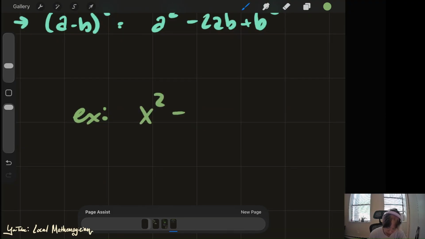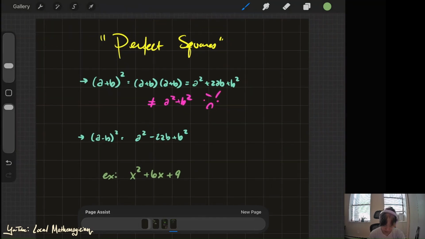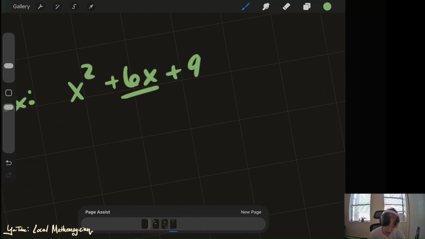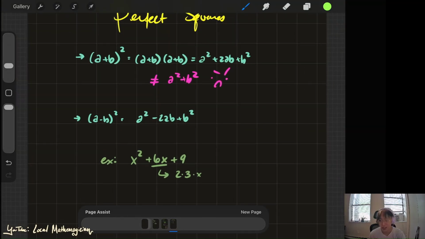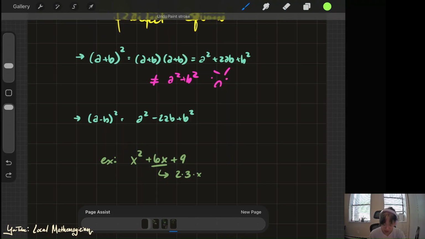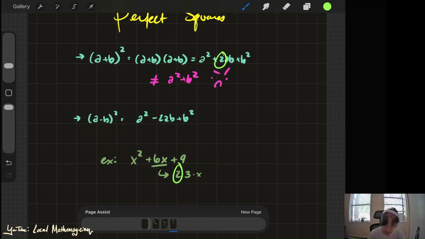x squared plus 6x plus 9. 6x is the same as saying 2 times 3x, right? Or 2 times 3 times x. Starting to look like a perfect square. Because you have an a squared, your a should be x. You have a 2, you have a 2. You have your a hanging out, you have your b hanging out, and you have your b squared. You see where this is going.